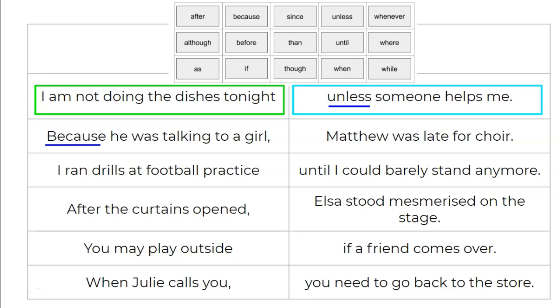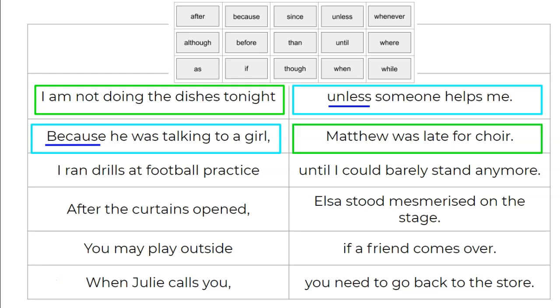So I already hit the button on accident. Because is our subordinating conjunction, which means that the first part of the sentence is going to be the dependent clause. Because he was talking to the girl, what happened? So that's dependent. Matthew was late for choir is the independent clause. So go ahead and put a D under because he was talking to a girl and put an I under Matthew was late for choir.